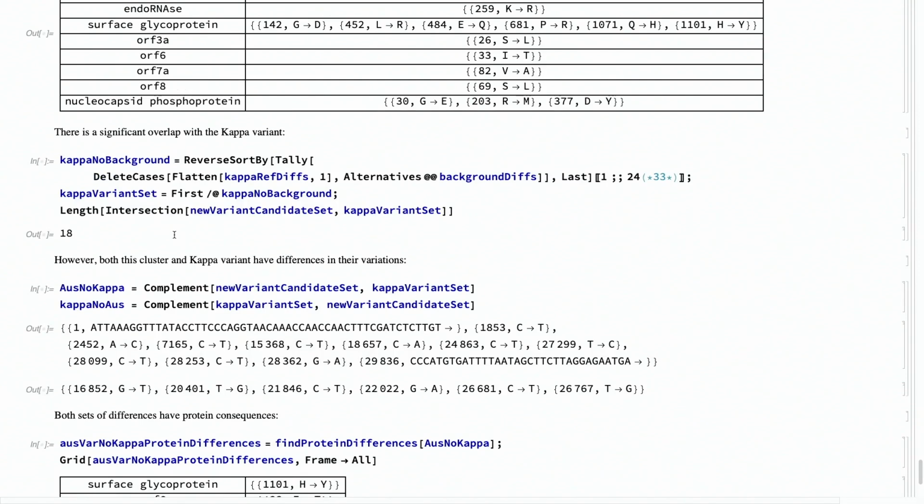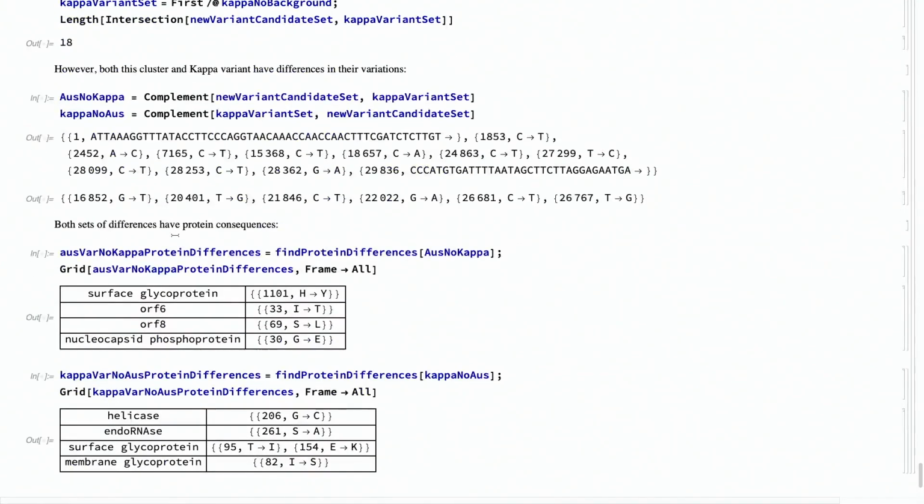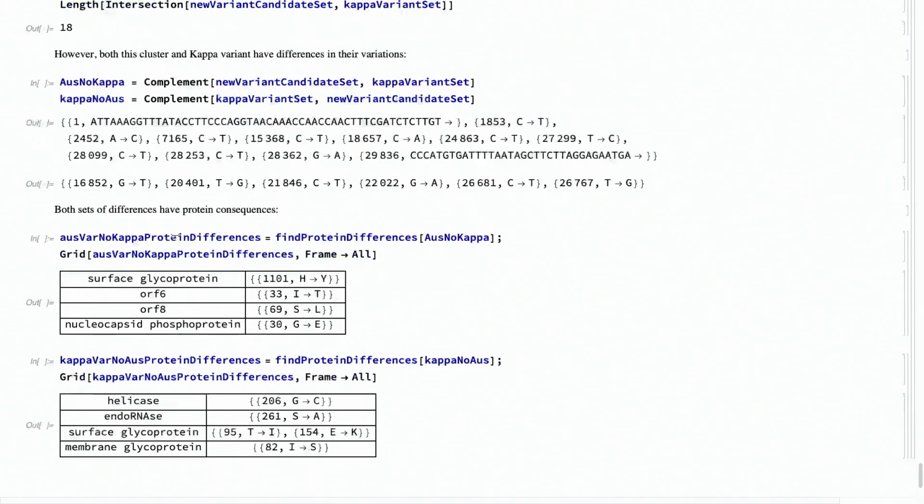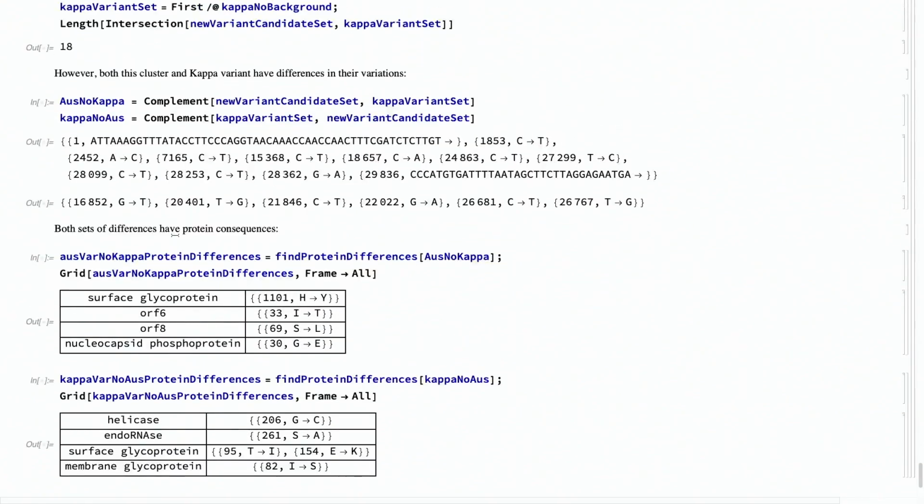What we say here is there's a significant overlap with the Kappa variant, but it's not 100% overlap. And so what we do is we show what's in the Australian cluster but not Kappa, and vice versa, what's in Kappa but not the cluster, and we see that there are indeed a few differences in the protein coding. And that's where we ended up with this. I think that is the bitter end.